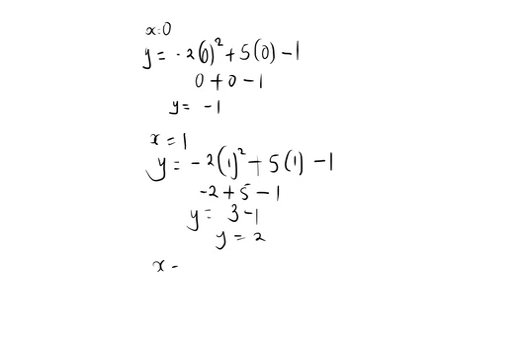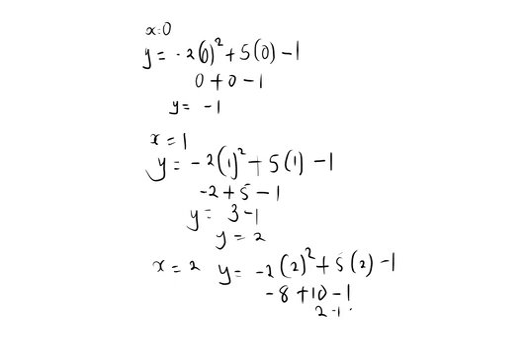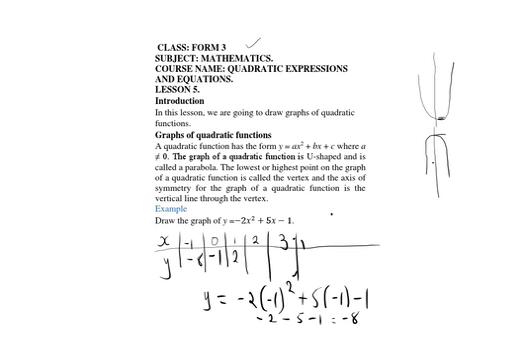So when x is equal to 2, this means that y will be equal to negative 2 into 2 squared plus 5 into 2 minus 1. This is negative 8 plus 10 minus 1. Negative 8 plus 10 gives us 2, minus 1 gives us 1. So the corresponding value of y will be 1.